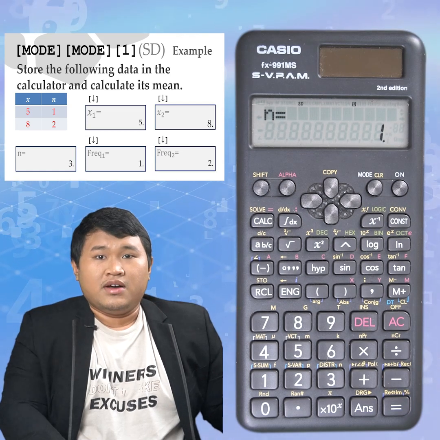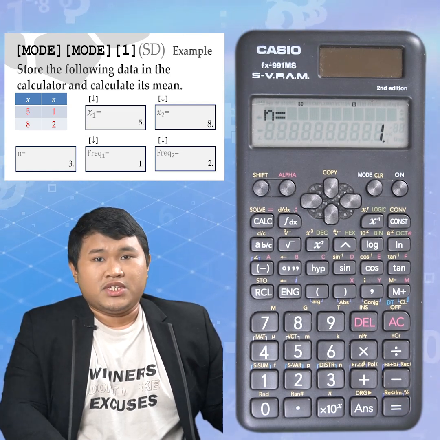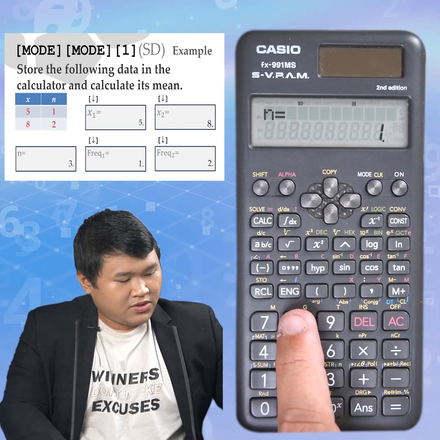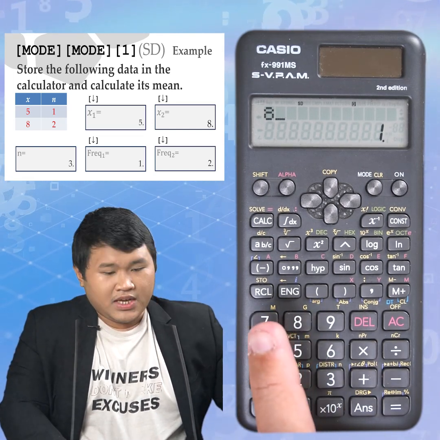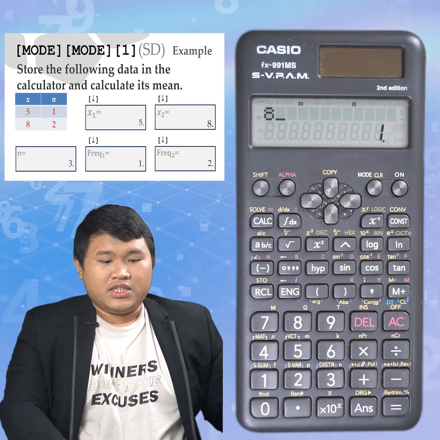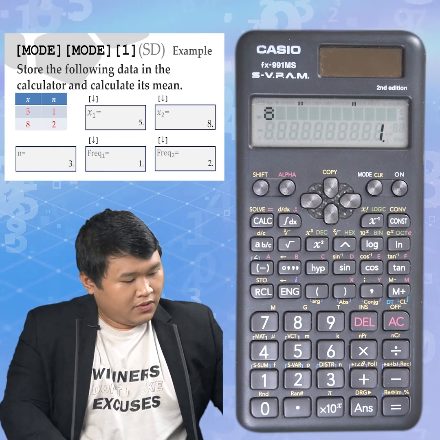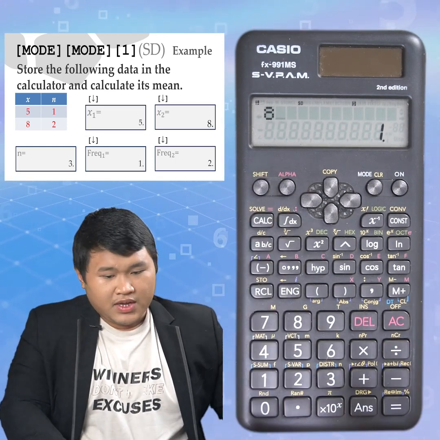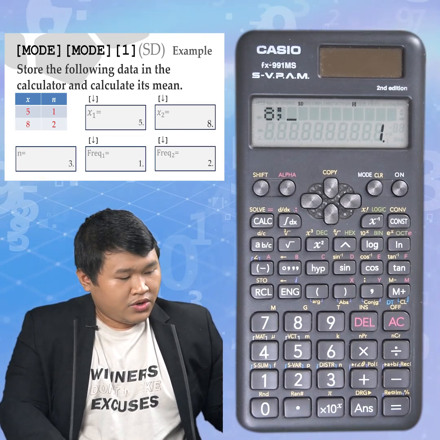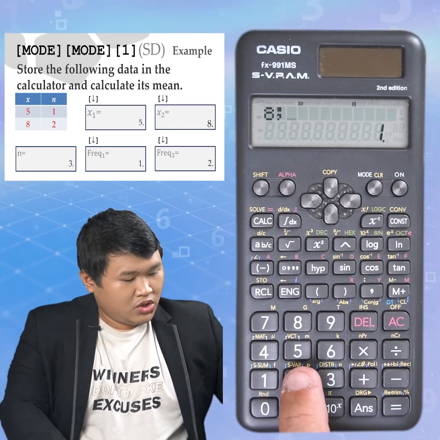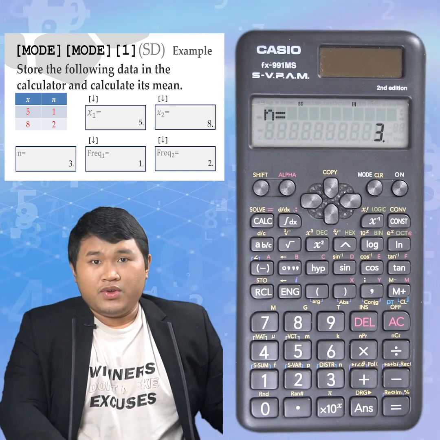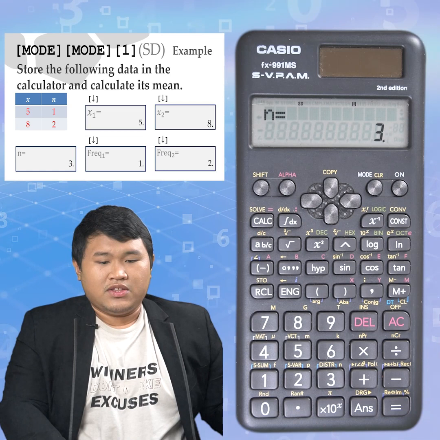Although the input is straightforward, there's an additional key that we need to press. First, let's enter the value 8, and then to enter the frequency of this data value, we enter a semicolon. Shift and then comma enters the semicolon. Then enter the frequency, which is 2, and then press M plus. Now we have inputted the two data values.